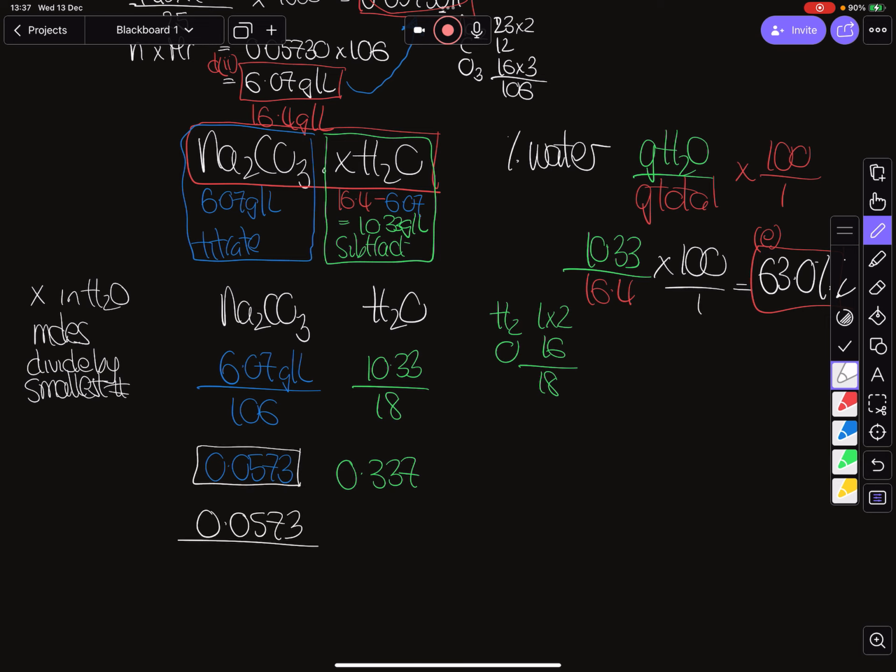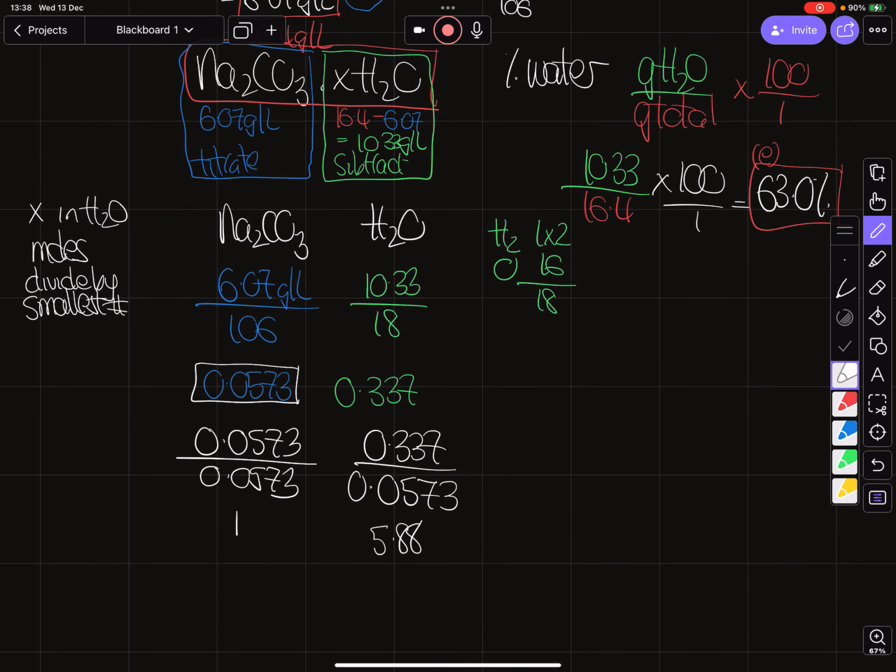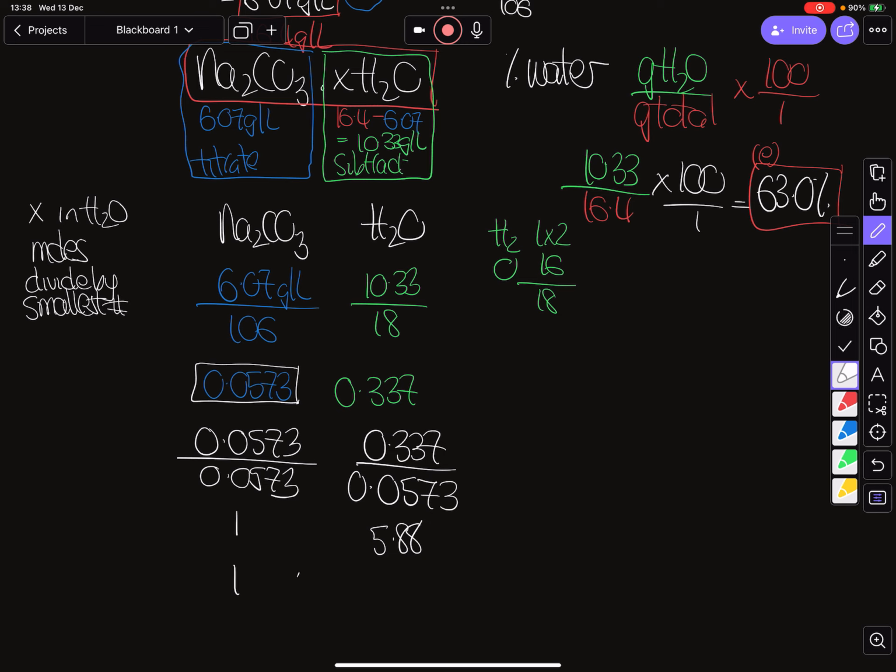So when we have a look at the two numbers, this is the smallest number. So the rule is you divide everything by the smallest number. So divide it by itself. That will give us an answer of 1, and that makes sense because we should only have 1 sodium carbonate present in our formula. And we divide 0.337 by 0.573, and when we do that, we get 5.88, which is as good as saying 1 is to 6. So in this case, x is 6. So Na2CO3.6H2O is what will be written on the pot. But if you're annotating your answer, this is the answer to E.